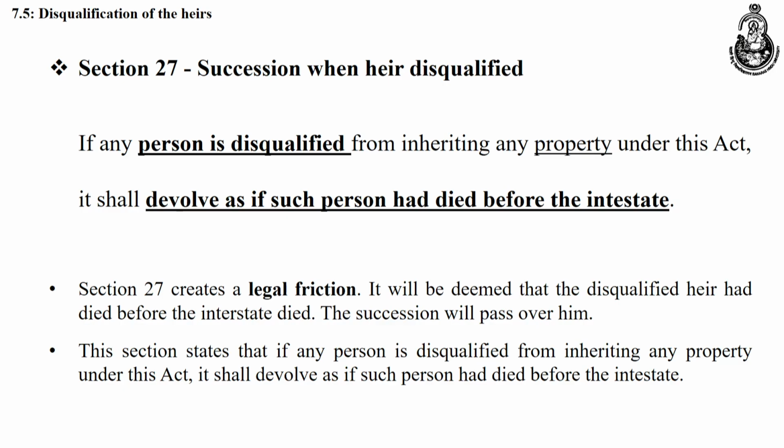Friends, Section 27 creates a legal fiction. It will be deemed that the disqualified heir had died before the intestate did, and the succession will pass over him. This section states that if any person is disqualified from inheriting any property under this Act, it shall devolve as if such person had died before the intestate. This means a legal fiction is created. The law will presume that the disqualified person was already dead before the death of the intestate, and therefore succession will pass over the person, and he cannot receive anything from the property of the deceased person if he is disqualified.